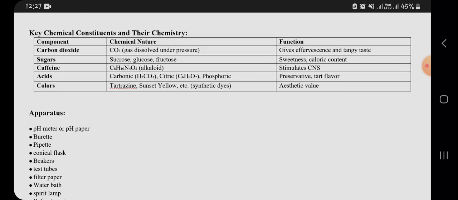The component is carbon dioxide. Its chemical nature is carbon dioxide gas dissolved under pressure. Its function is it gives effervescence and tangy taste. Next one is sugar, like sucrose, glucose, fructose. Its function is sweetness and caloric content. Next one is caffeine, which is an alkaloid, and its function is it stimulates the CNS. Acids like carbonic, citric, and phosphoric. Their function is preservative and tart flavor. Color: tartrazine, sunset yellow, and etc., like synthetic dyes. Its function is aesthetic value.